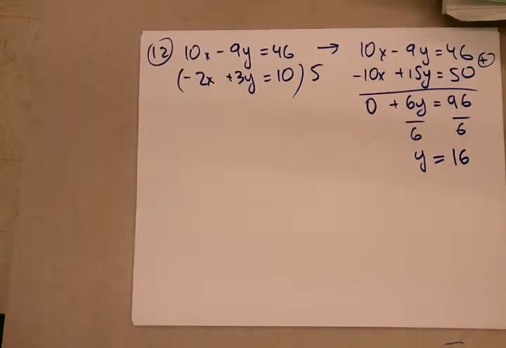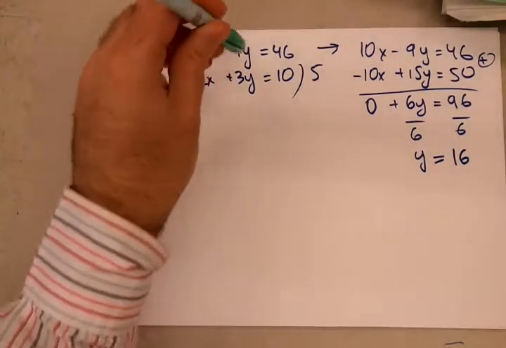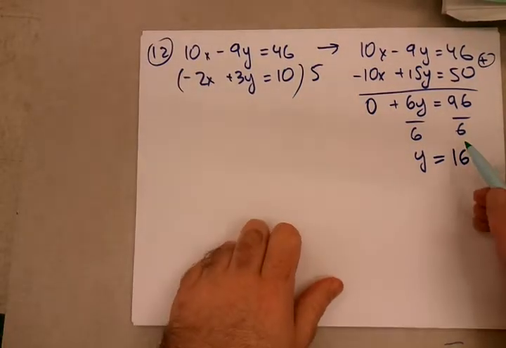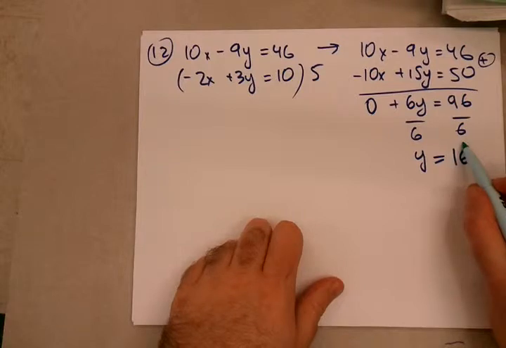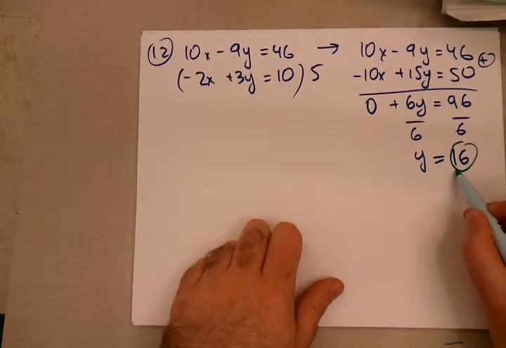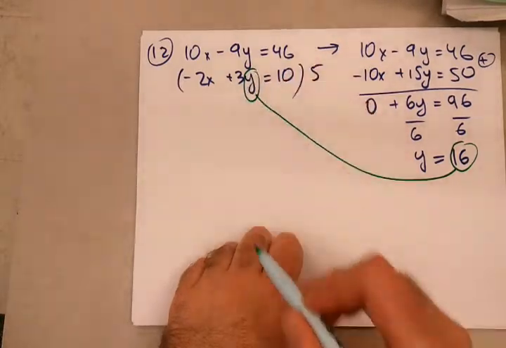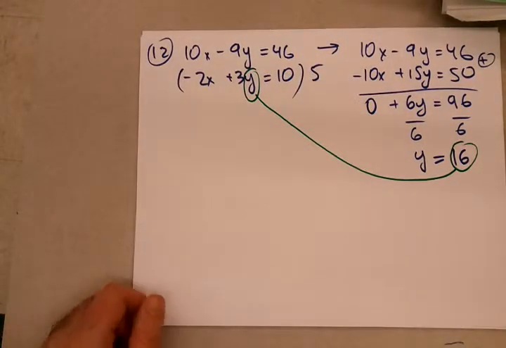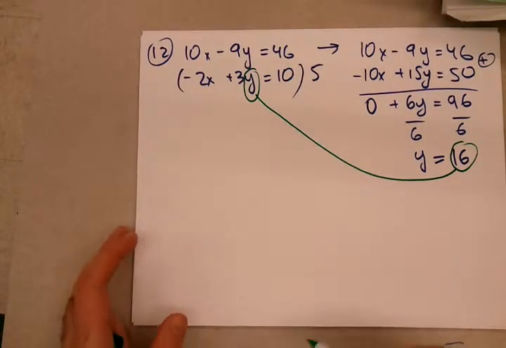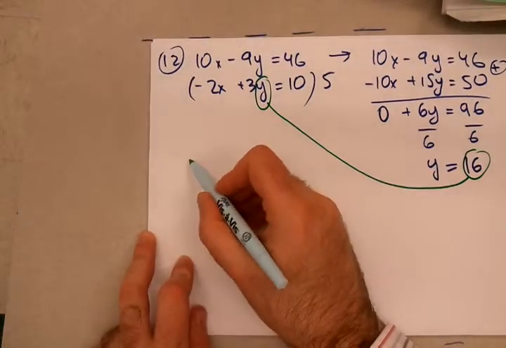Perfect. We're pretty much halfway done. Now all we need to do is substitute the value for y into one of the equations over here. Why would we do that? To get to the x. I'm going to choose the bottom one. I think it looks a little simpler. You could have chosen the top one just fine.